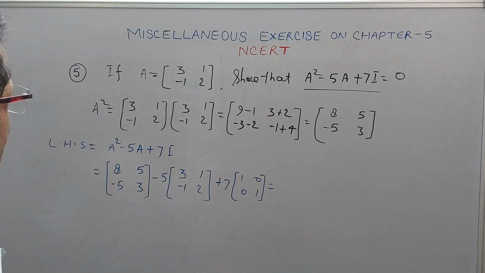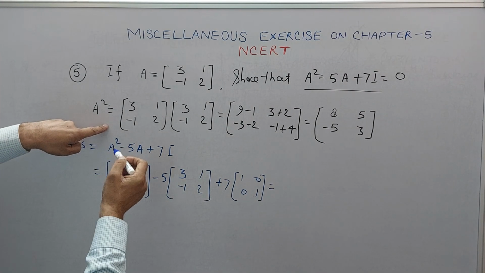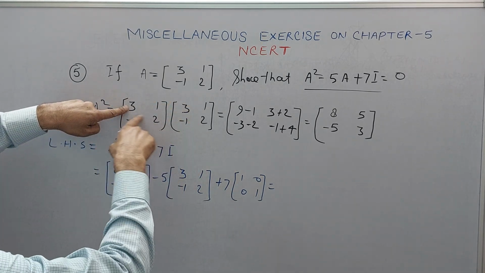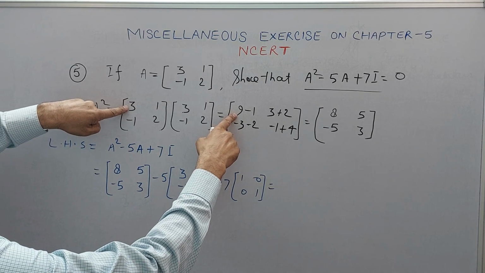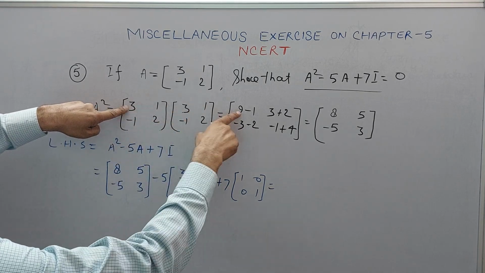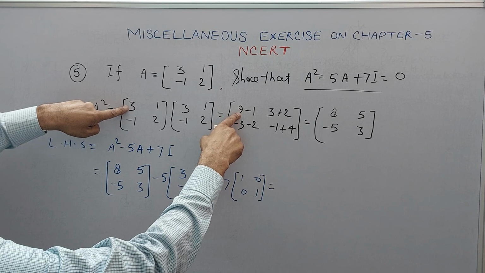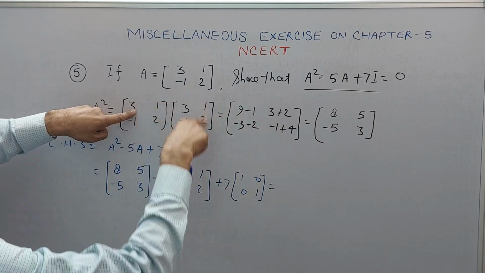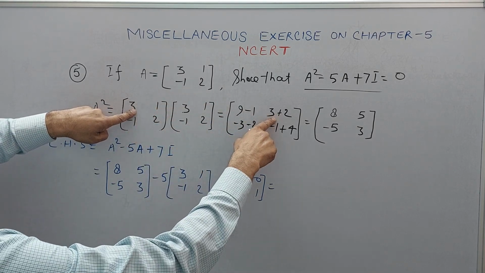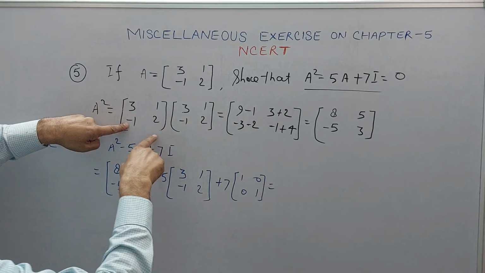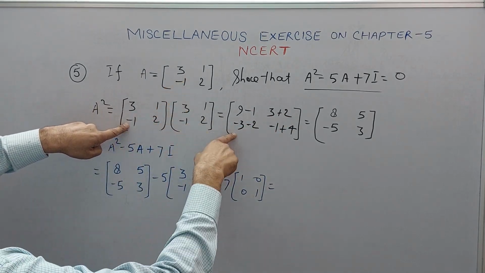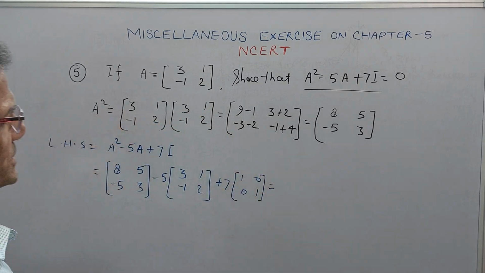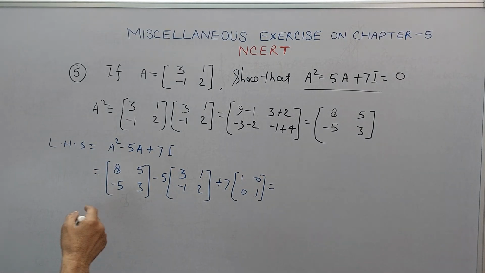Again, if I check A square whether it is correct or not, first row first column, 3 into 3 is 9, and this minus 1, okay, and this into this 3 and 2, and second row first column, minus 3 and minus 2 and minus 1 and 2 into 2. It's okay. Now just simplify this one.